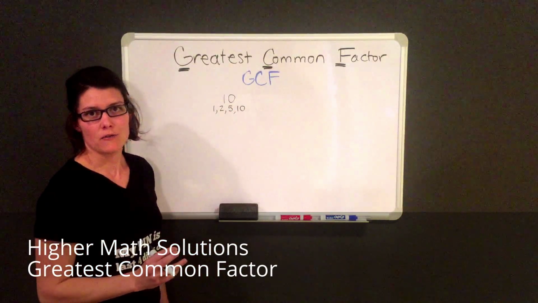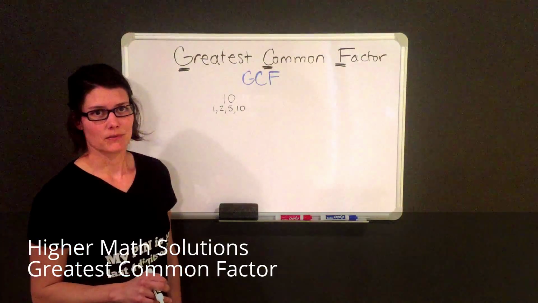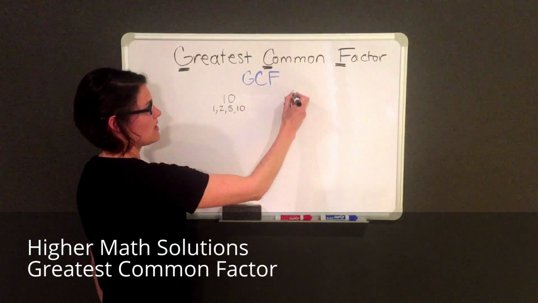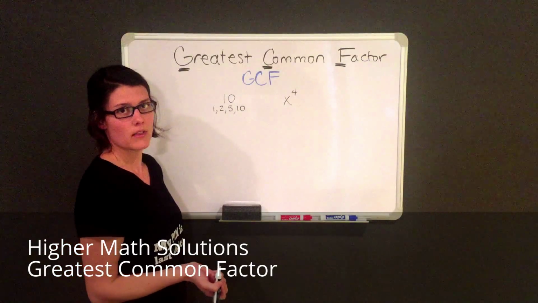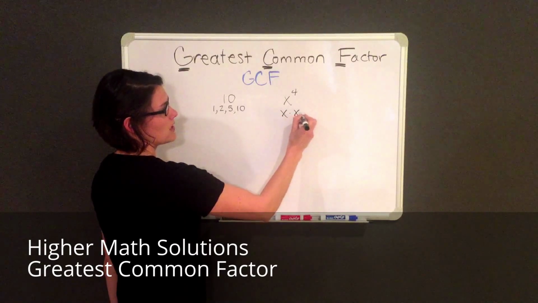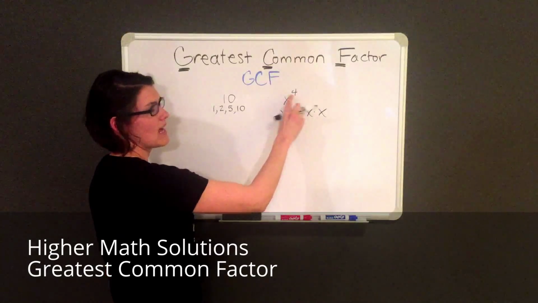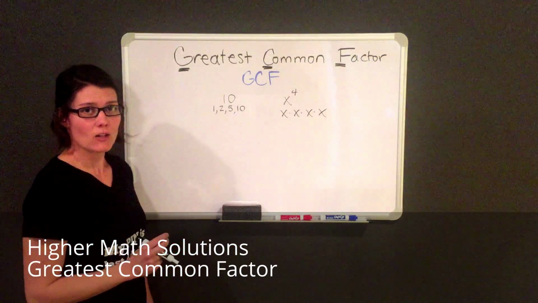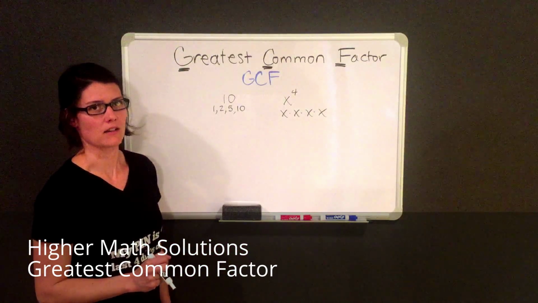Most people do not have trouble coming up with factors of numbers, but let's go to a letter example. Let's look at x to the 4th power. To find the factors of x to the 4th, to make a list of them, you just write out x 4 times. And the reason I wrote out x 4 times is because that is what the exponent is on the variable. What we're going to do now is put these together to factor out the greatest common factor.